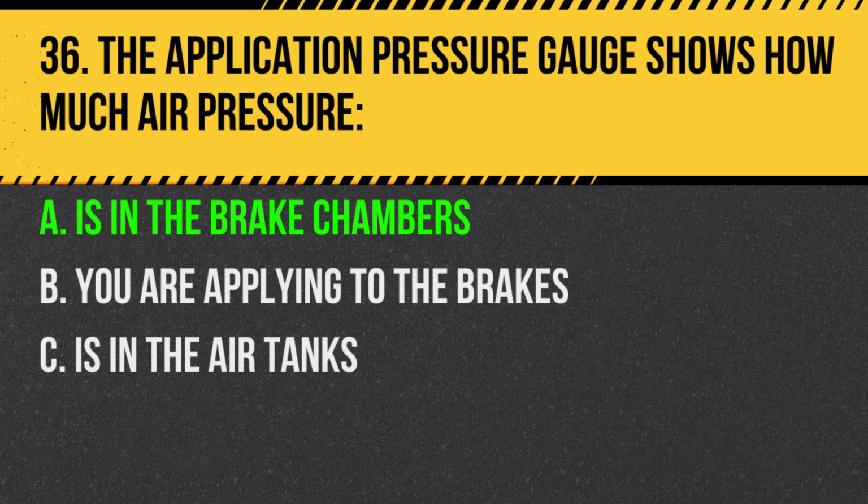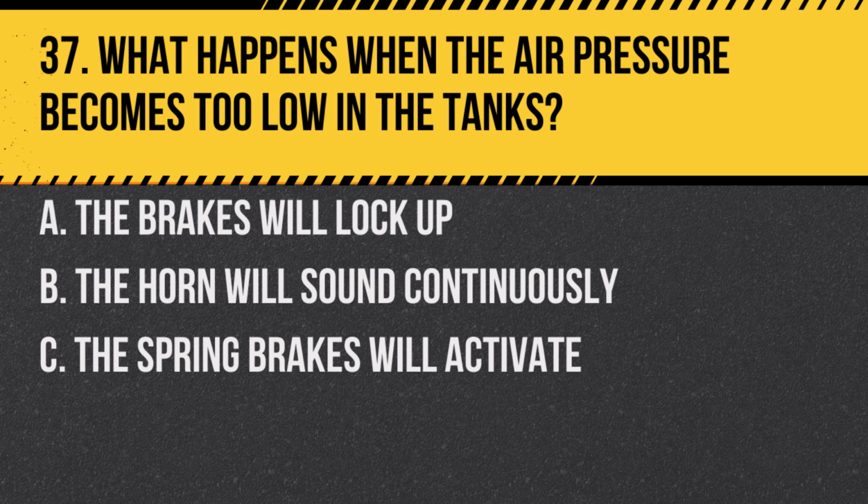Answer: B. You are applying to the brakes. It indicates brake pedal pressure. Question 37. What happens when the air pressure becomes too low in the tanks? A. The brakes will lock up. B. The horn will sound continuously. C. The spring brakes will activate.